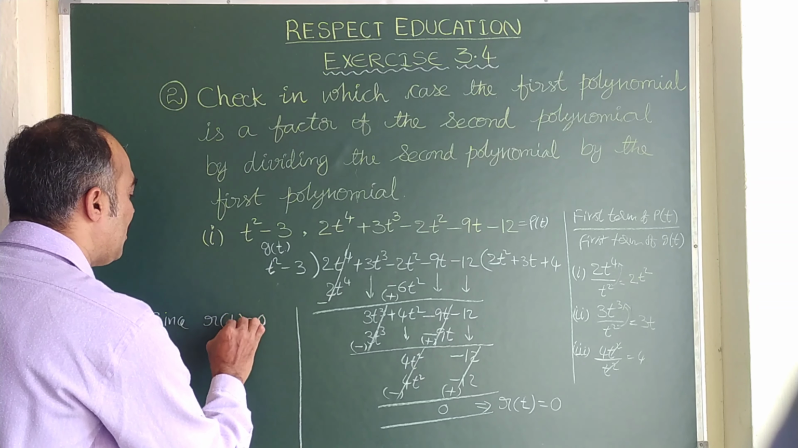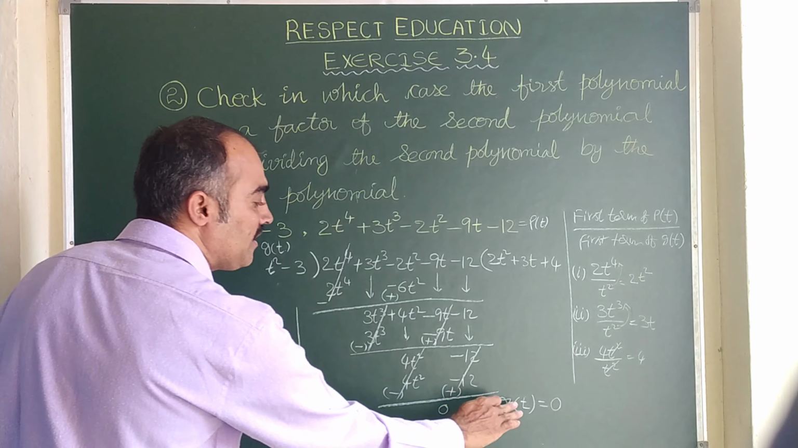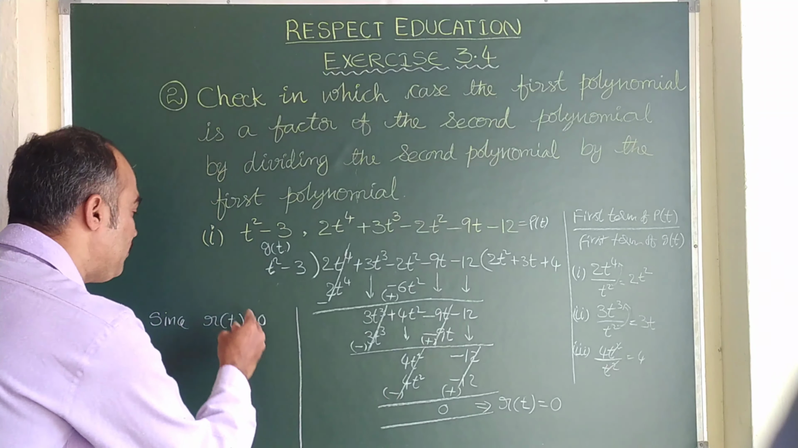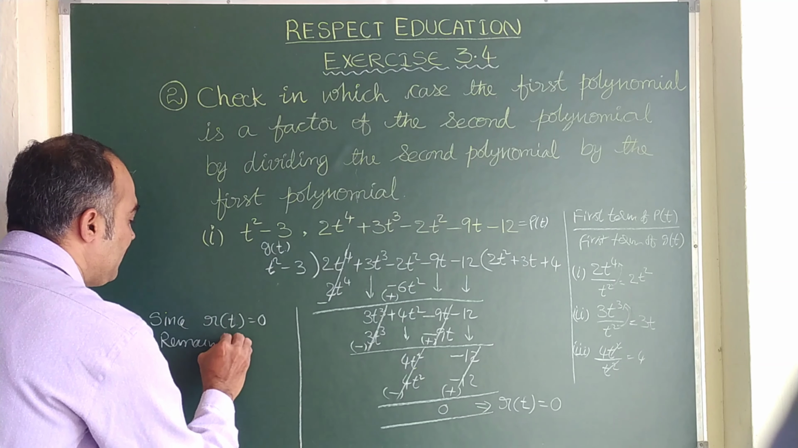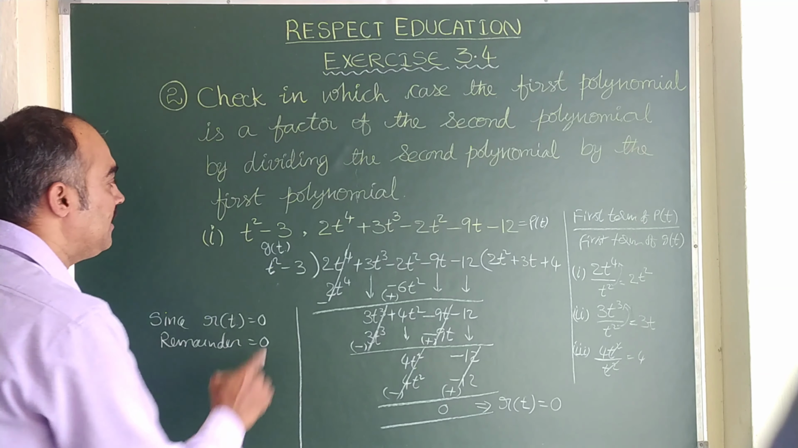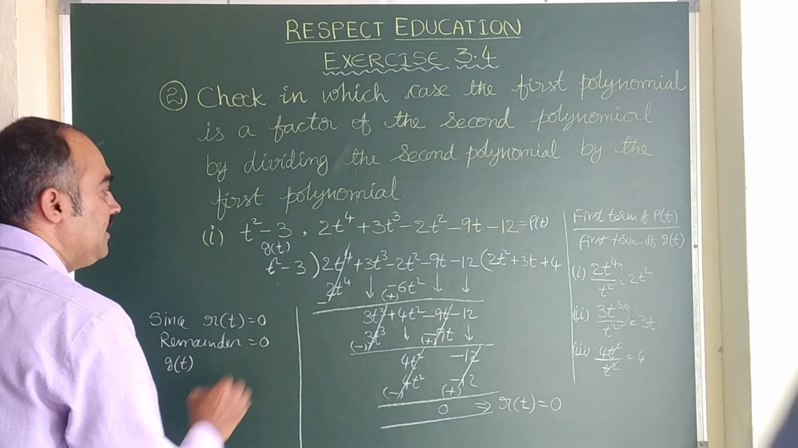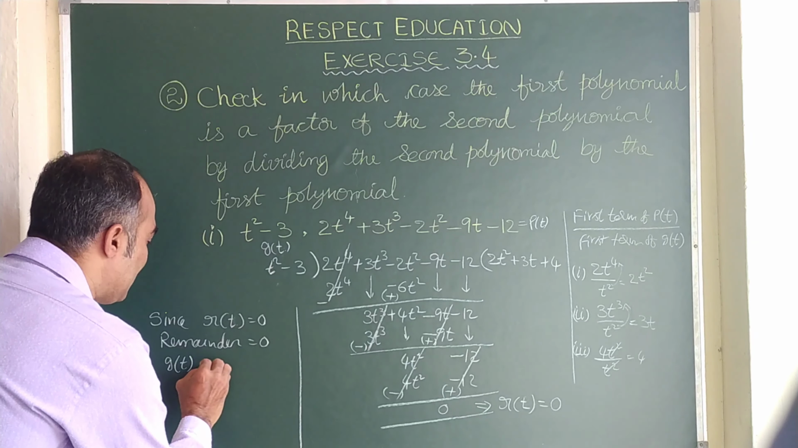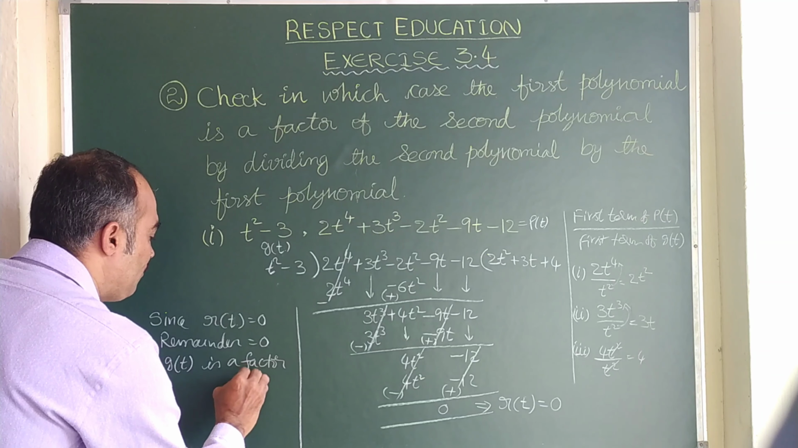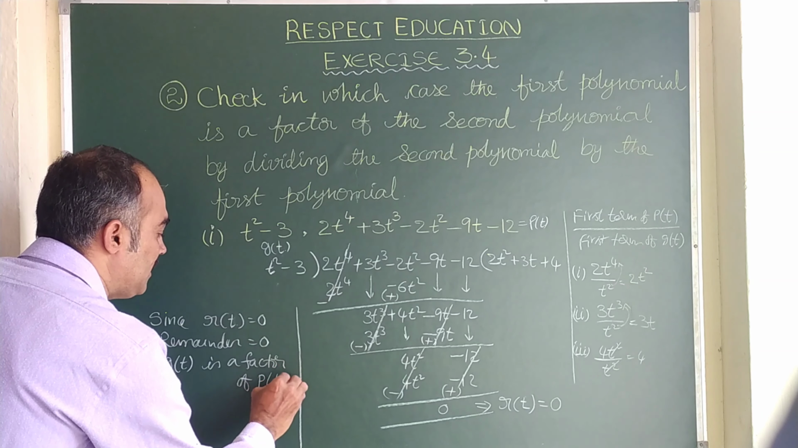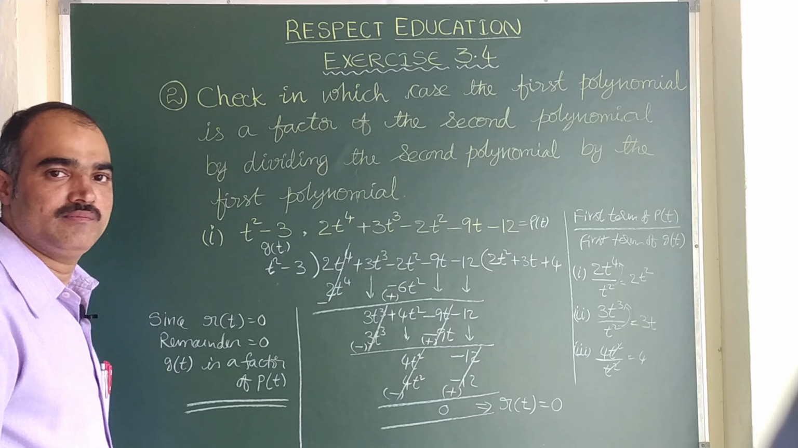So since r of t is equal to 0, for example, if you have doubt that we may forget r of t, then simply you can write since remainder is 0, first polynomial, that is g of t, is a factor of the second polynomial, that is p of t. So with this the first bit gets completed.